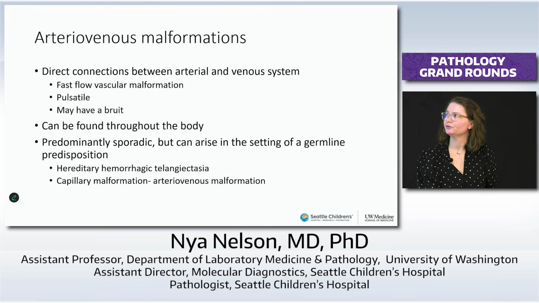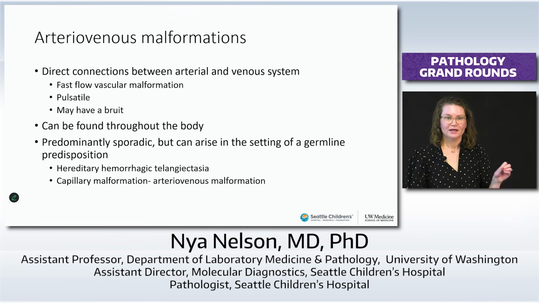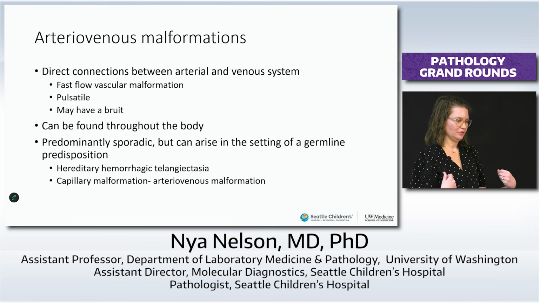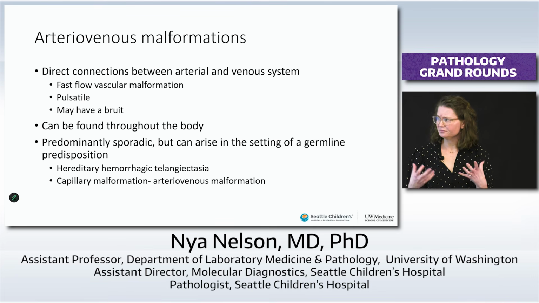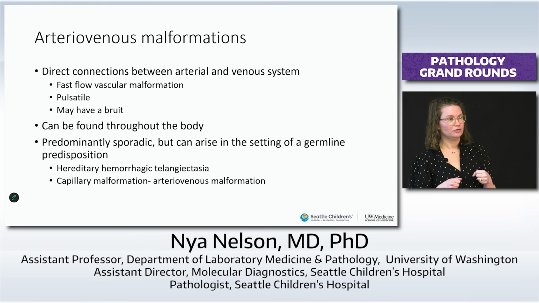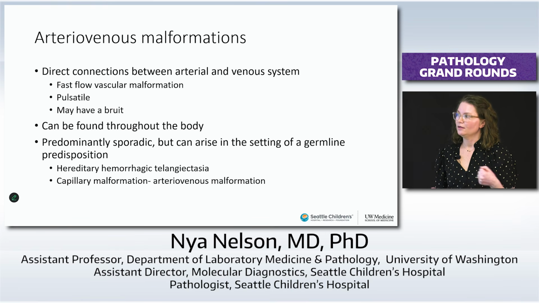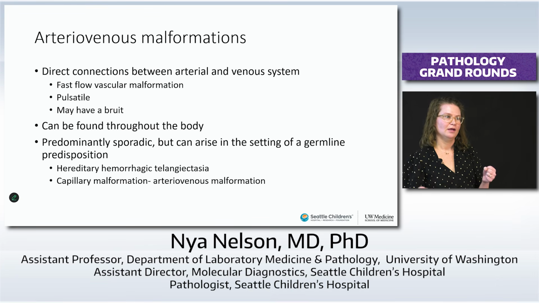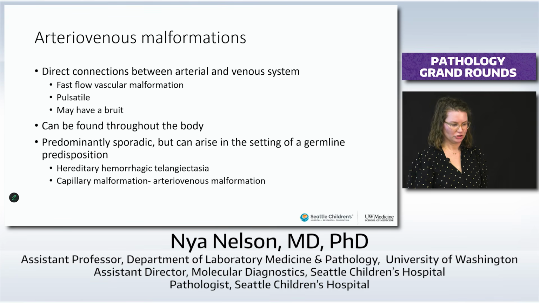Arteriovenous malformations are characterized by direct connections between the arterial and venous system. Because of that arterial component, these are fast flow vascular malformations. If they're superficial, you'll actually feel that they're pulsatile, and they can also have a bruit. They can be found throughout the body, including in the brain, skin, soft tissue, and occasionally in the viscera. Most of these AVMs are sporadic, but they can also arise in the setting of a few different germline predisposition syndromes, including PTEN hamartoma tumor syndrome, hereditary hemorrhagic telangiectasia, and capillary malformation, arteriovenous malformation.